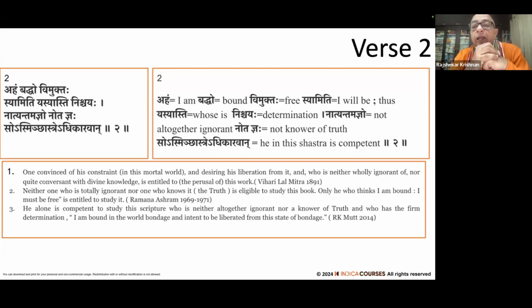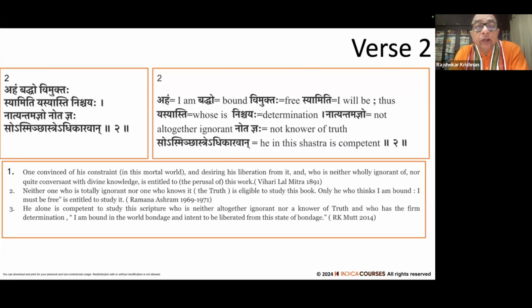So looking at the second line, na atyantam agyo, I am not altogether ignorant, nor am I a full knower of the truth. So if I say stuff like that, that person, asmin shastre adhikaravan, he is the adhikari, he is the competent person to read this. So this basically is telling us, for whom is this entire Yoga Vasishta meant?